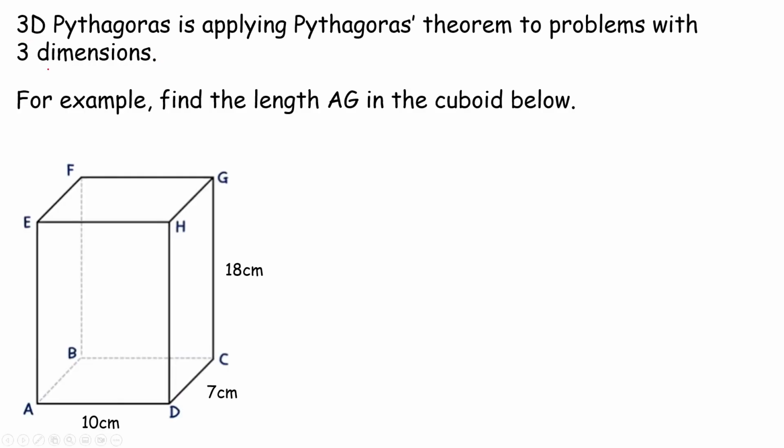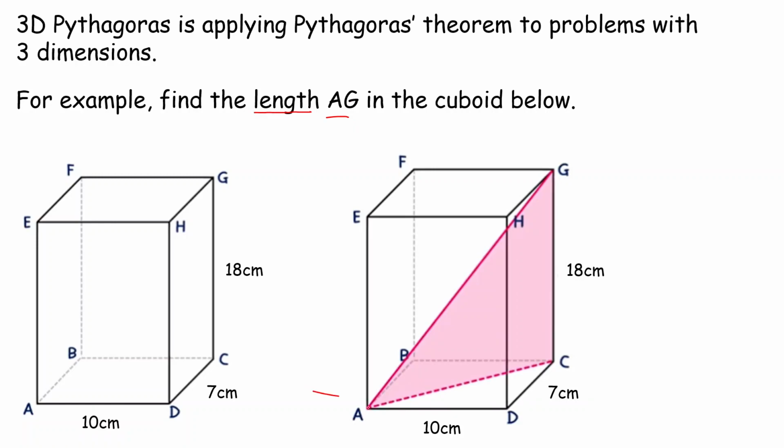Okay, so for example, if you were given this cuboid down here below, you might be asked to find a length, because Pythagoras is also about finding missing lengths, AG. So we'd be finding this length here from A to G, and then you'd be drawing a triangle within that space, and we're going to see how we would go about doing that now. It's about applying Pythagoras in 3 dimensions.